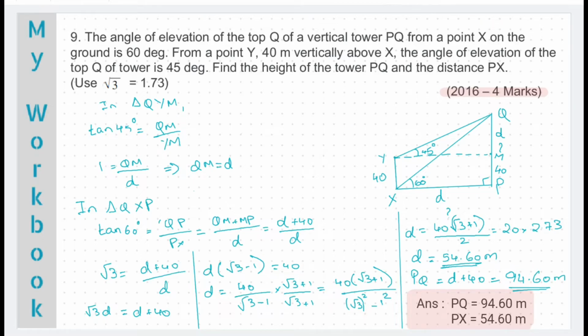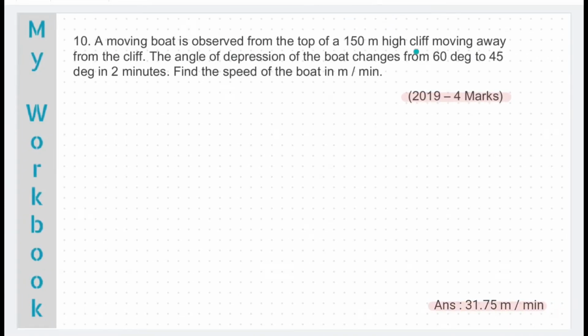So let's go on to the 10th sum. This is again a 4-mark question from the 2019 board exam. A moving boat is observed from the top of a 150-meter high cliff moving away from the cliff. The angle of depression of the boat changes from 60 degrees to 45 degrees in 2 minutes. Find the speed of the boat in meters per minute.